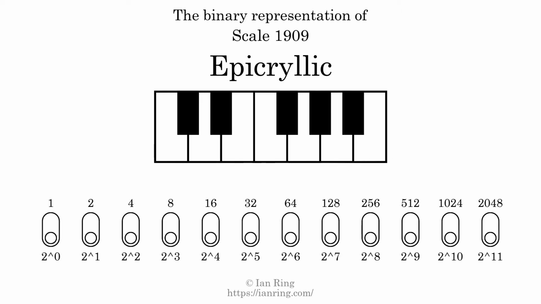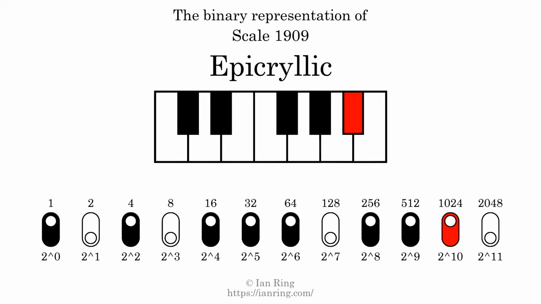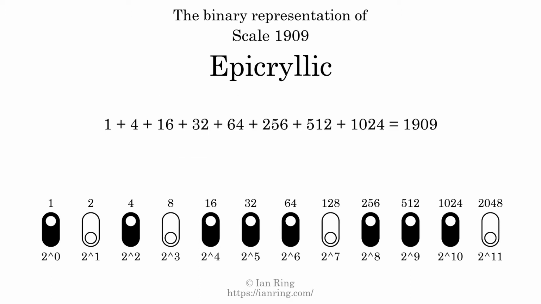The binary representation of this scale is determined by mapping tones of the scale to binary digits. Each binary digit represents a power of 2. To get the scale number, we add the powers of 2 together. The powers of 2 that are present in the scale, all added together, equals 1909. That is why the scale number, in decimal, is 1909.